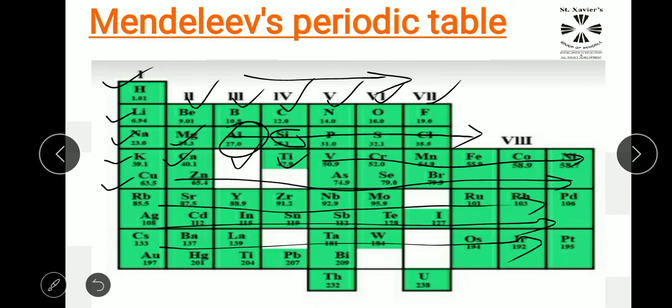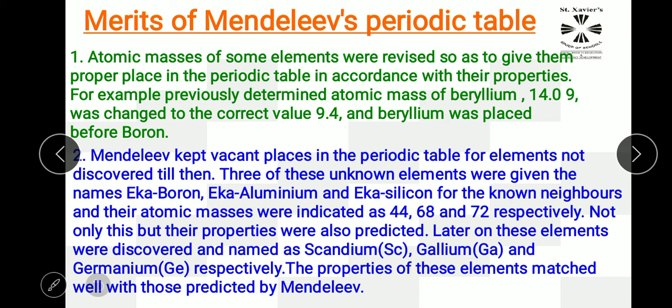In between he left a few empty spaces wherever he did not get any element having the same property according to that column. And when the table was completely done, he said that those empty boxes are there for the elements yet to be discovered. In this way he arranged all the elements, and he was appreciated for this work, students. It was accepted by the group of scientists of that time.